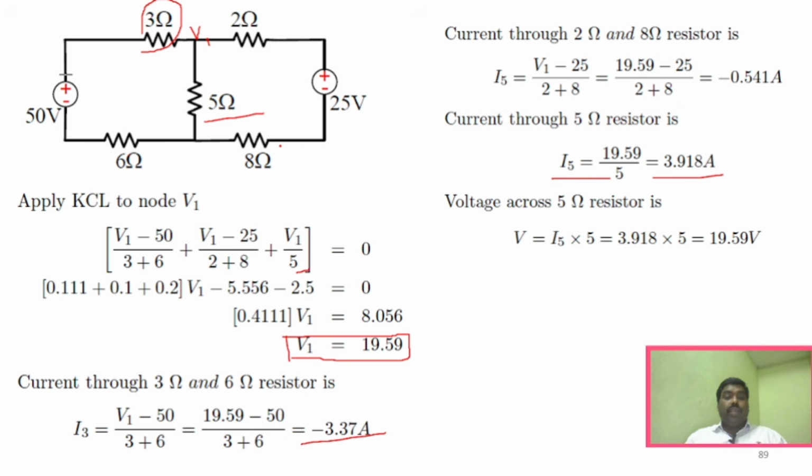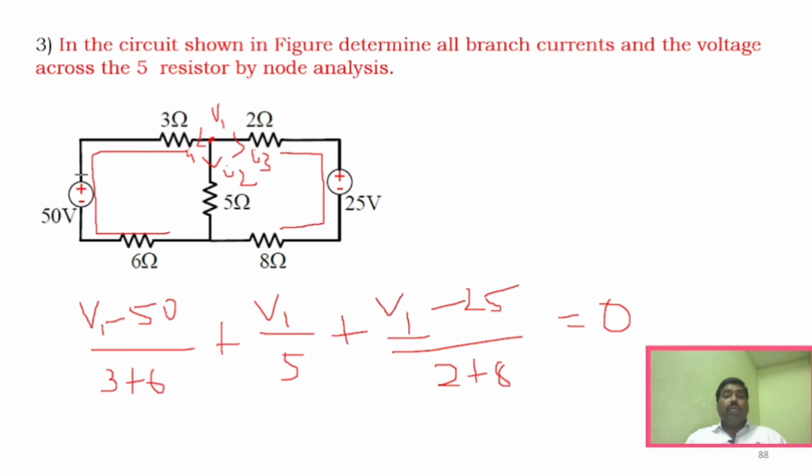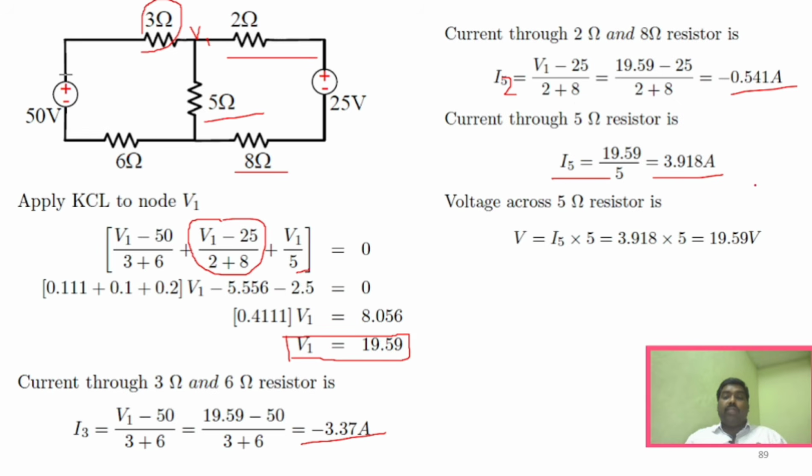Similarly, to find the current for this particular resistor, the same method you can follow. This is actually 2 plus 8, so it is V1 minus 25 divided by 2 plus 8. So you will obtain this particular value. You can neglect the negative signs. The question also asks for the voltage across the 5 ohm resistor. That is very simple, right? We have already found the current value, and we know the resistor value. So V is equal to IR. If you use the formula, you will be able to find this particular voltage, right?